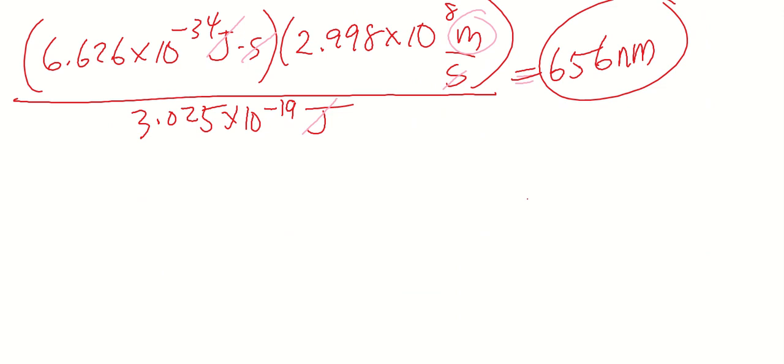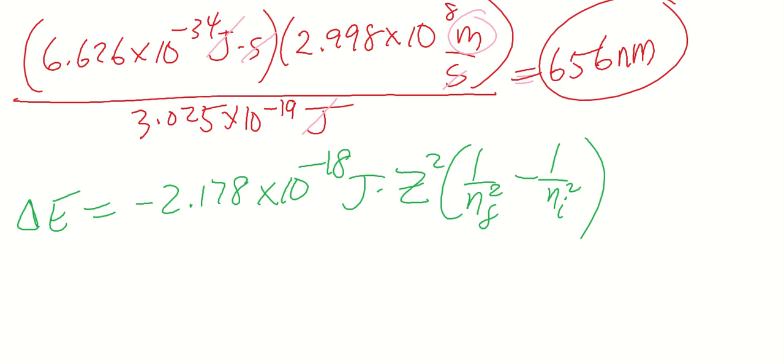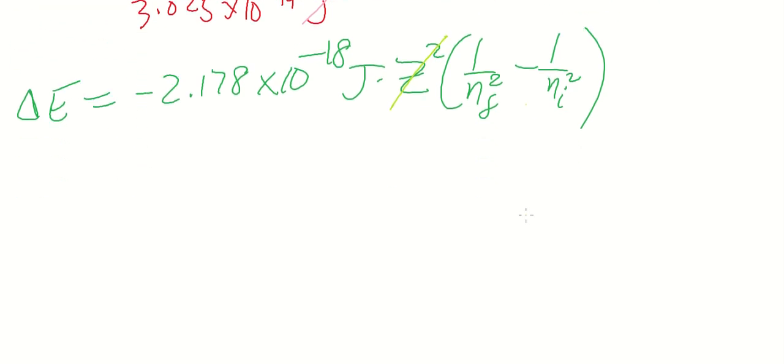Let's do green. Change in energy: negative 2.178 times 10 to the negative 18 joules times Z squared, times 1 over n final squared minus 1 over n initial squared. All that stuff is on your formula sheet. Z is going to be 1, we can ignore that, because hydrogen only has 1 proton.